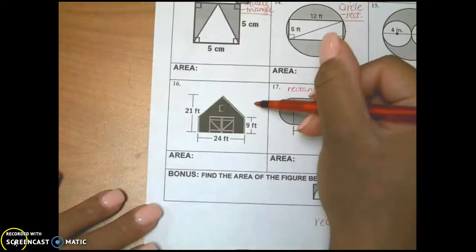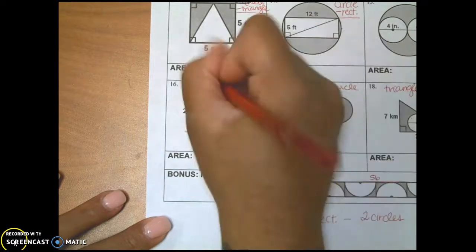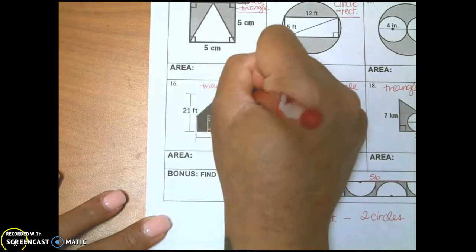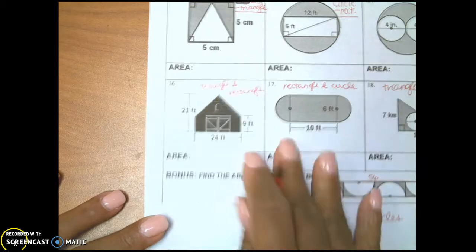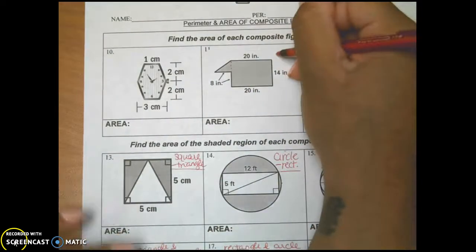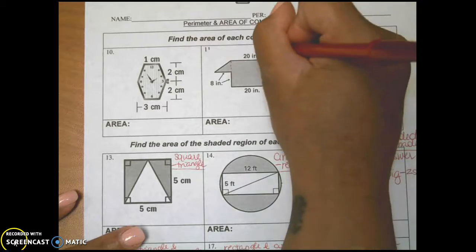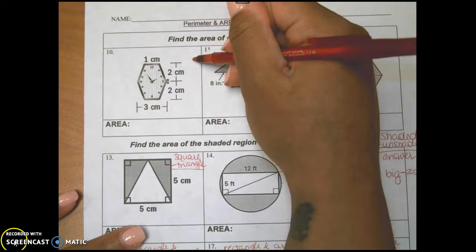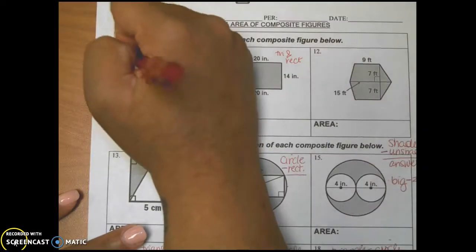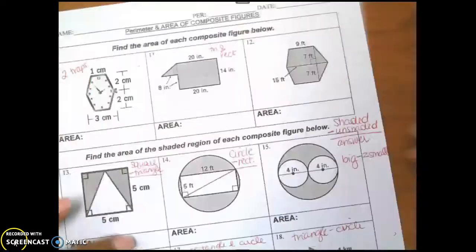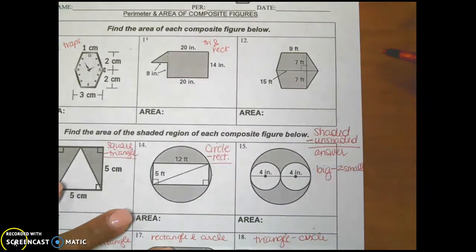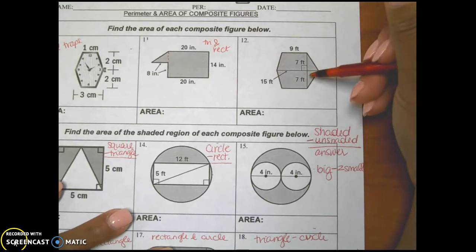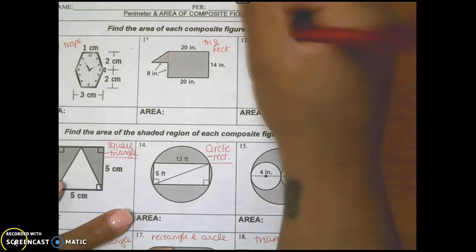What shapes do I have here? Triangle and a rectangle. What shapes do I have here? I know we broke this one up, but what do I have? Triangle and rectangle. What do I have here? 2 trapezoids. What do I have here? 2 trapezoids again. Actually, yeah, 2 trapezoids again. You're right.